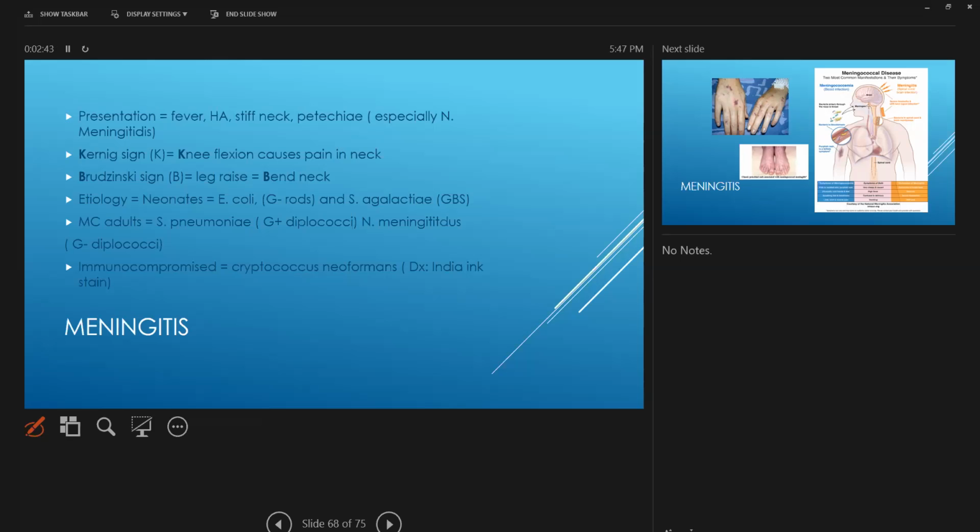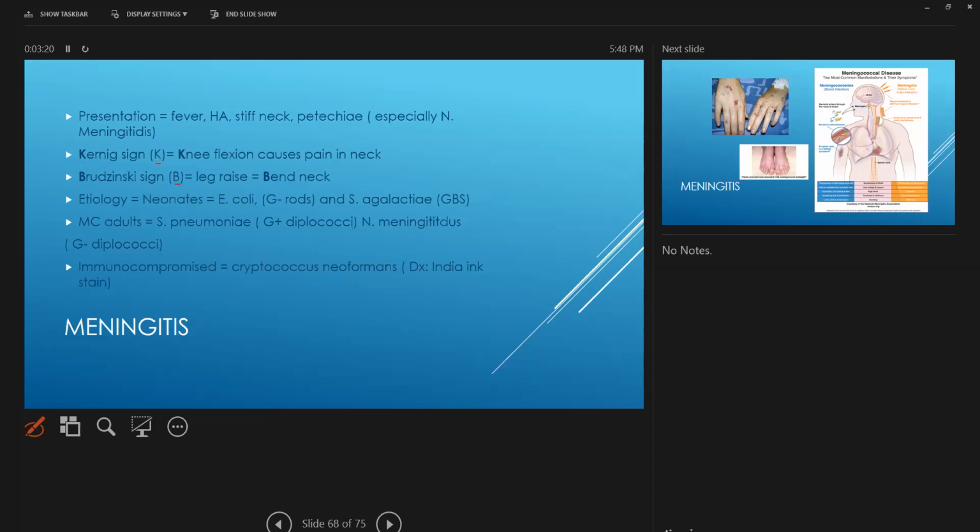And that's where these Kernig and Brudzinski signs come in. The Kernig sign stands for knee flexion with the knee, and the Brudzinski's is B for bend the neck. So Kernig sign, basically, knee flexion causes them to have pain in their neck, or they'll raise their neck to try and decrease the tension on the meninges. And then the Brudzinski sign is where they bend their neck, and secondary to you raising the leg straight. So it's a straight leg raise.